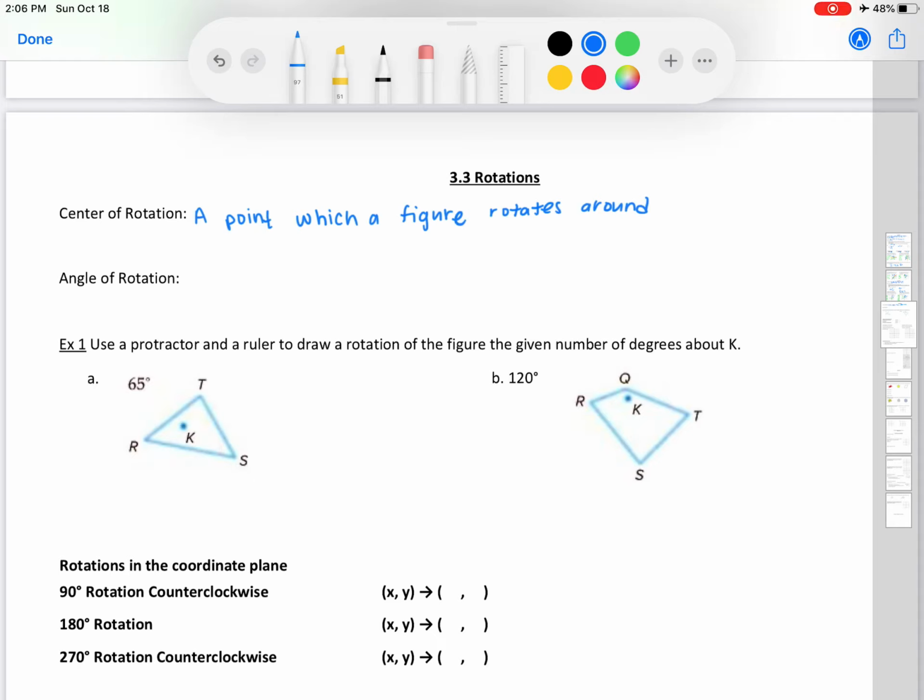We also have to talk about an angle of rotation, and an angle of rotation is an angle measurement by which a figure rotates. So for example 1, I'm going to show you the process on how we would construct a rotation when given an object, the center of rotation, and the given angle measurement.